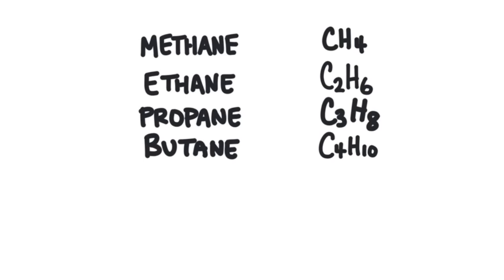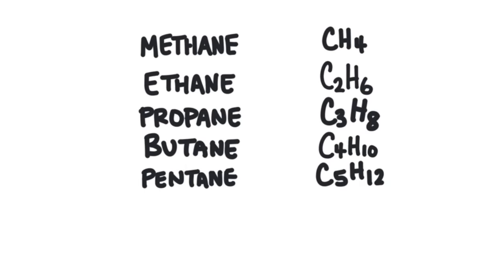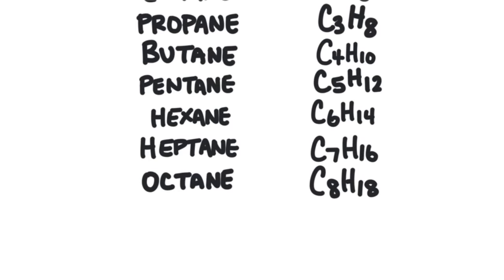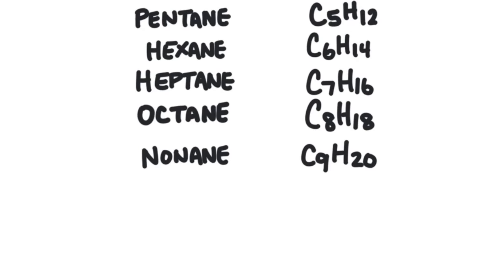Butane has 4 carbons. Its formula is C4H10. Pentane has 5 carbons. Hexane has 6 carbons. Heptane has 7 carbons. Octane has 8 carbons. Nonane has 9 carbons. And decane has 10 carbons.